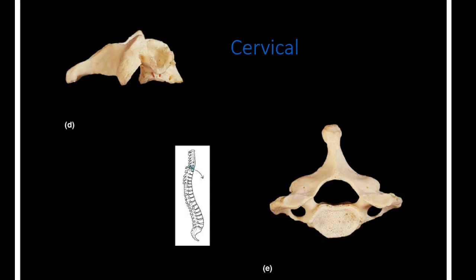A typical cervical vertebrae, so from C3 down to C7, we have all of the normal typical structures. So we have a spinous process. We have a transverse process. We see those transverse foramen again. We have the body of the vertebrae. We have the vertebral foramen.